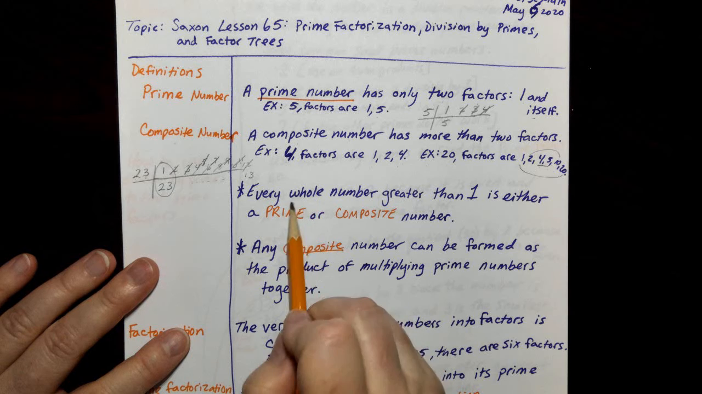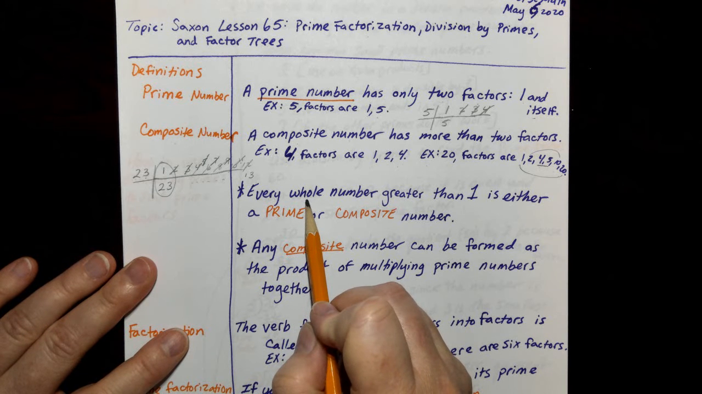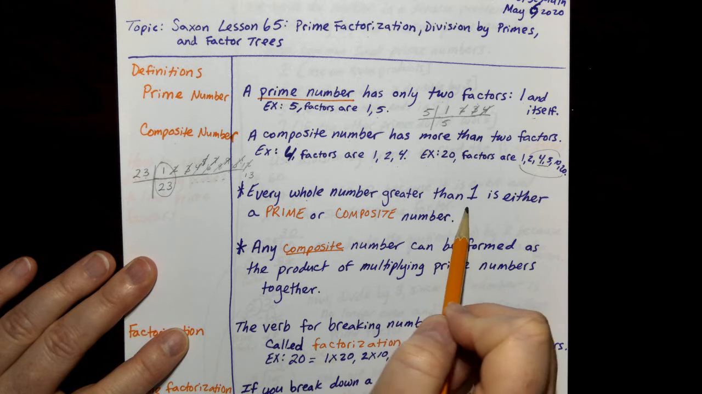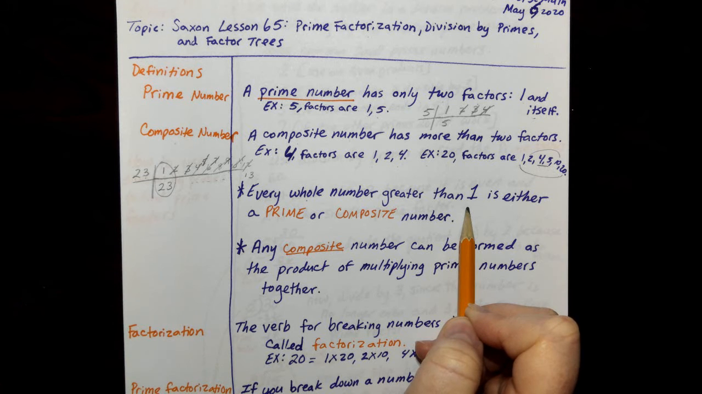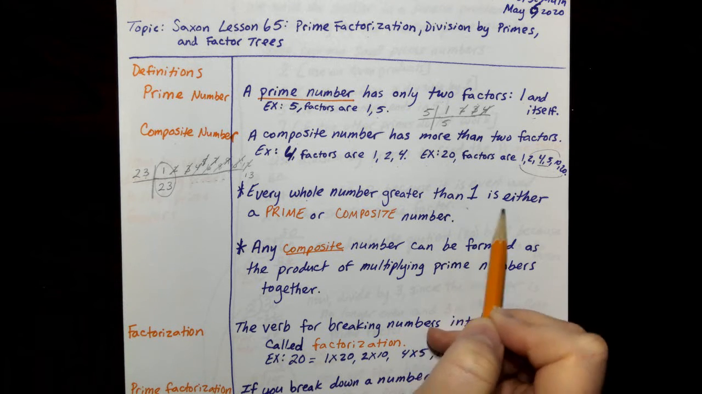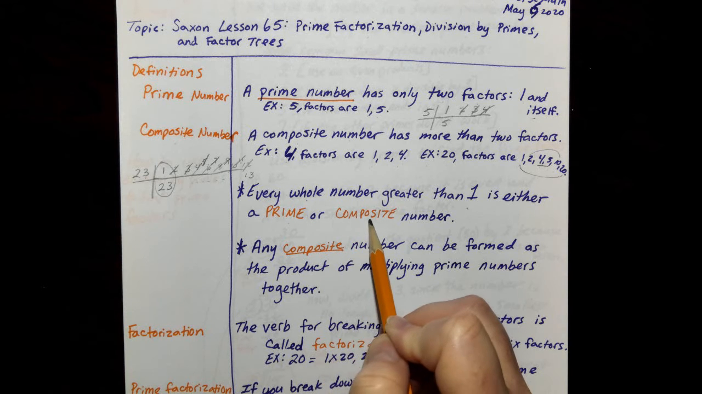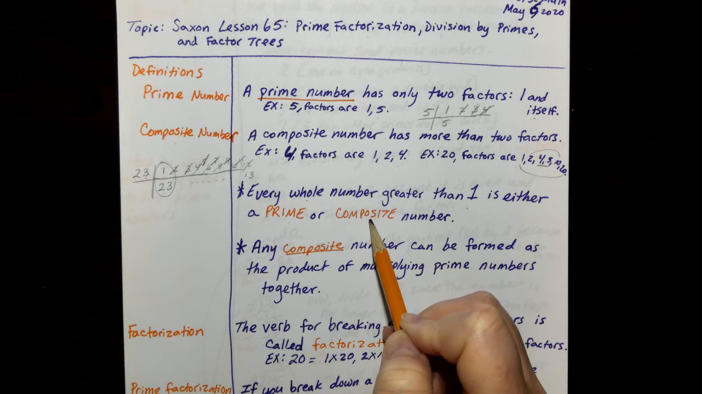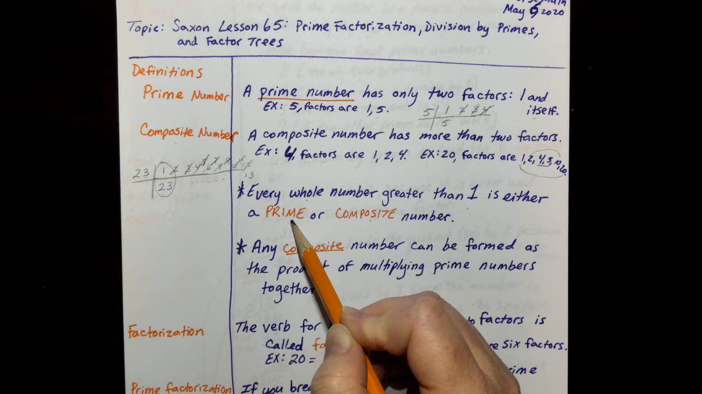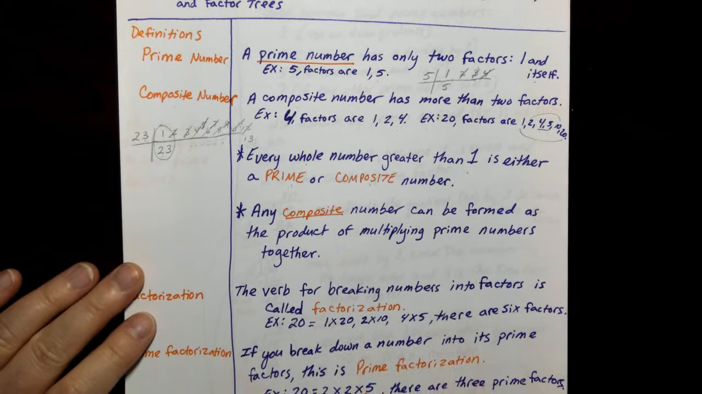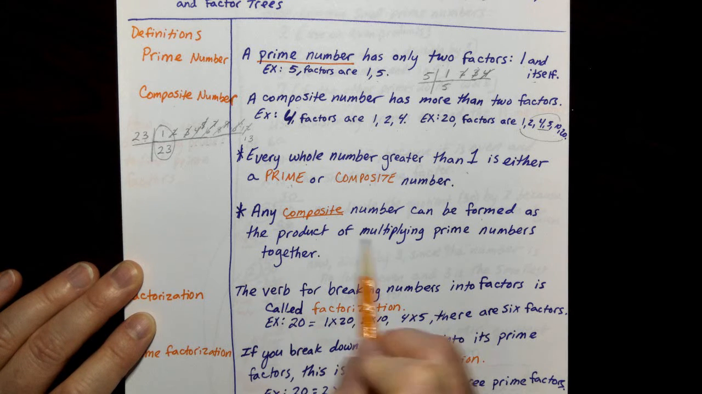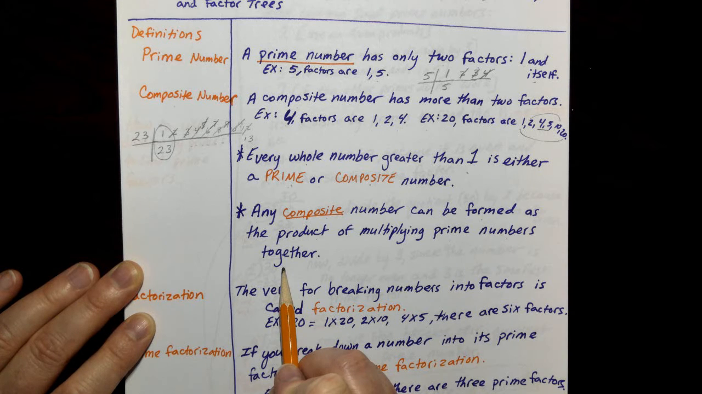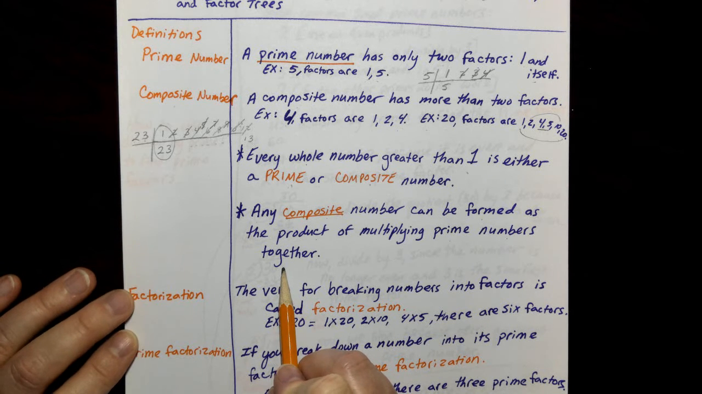Okay, so every single whole number in the whole entire world that is greater than 1, so every number 2, 3, 4, 500, 3,712, can be called a prime or a composite number. Once you start getting into those bigger numbers, it's more likely that it's a composite number. But there are some pretty big prime numbers out there. So any composite number can be formed as the product of multiplying prime numbers together. So let's talk about that in a little bit.